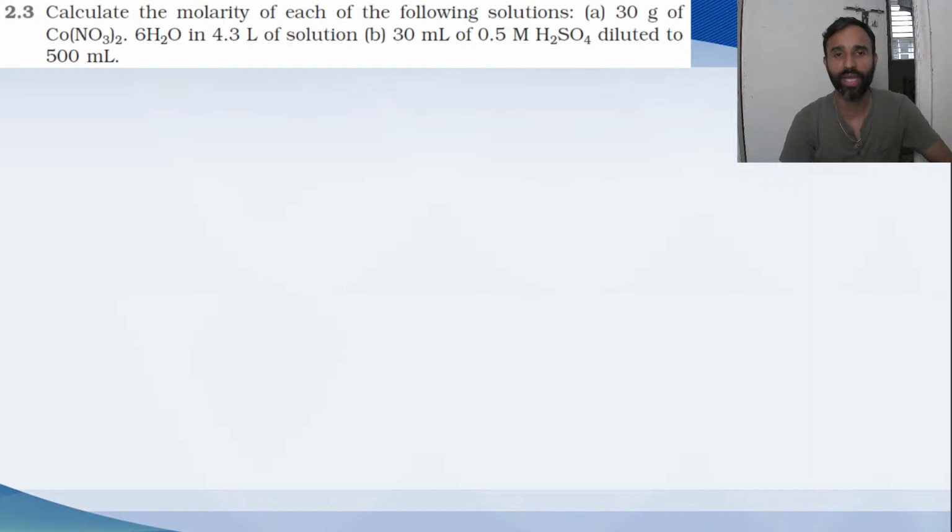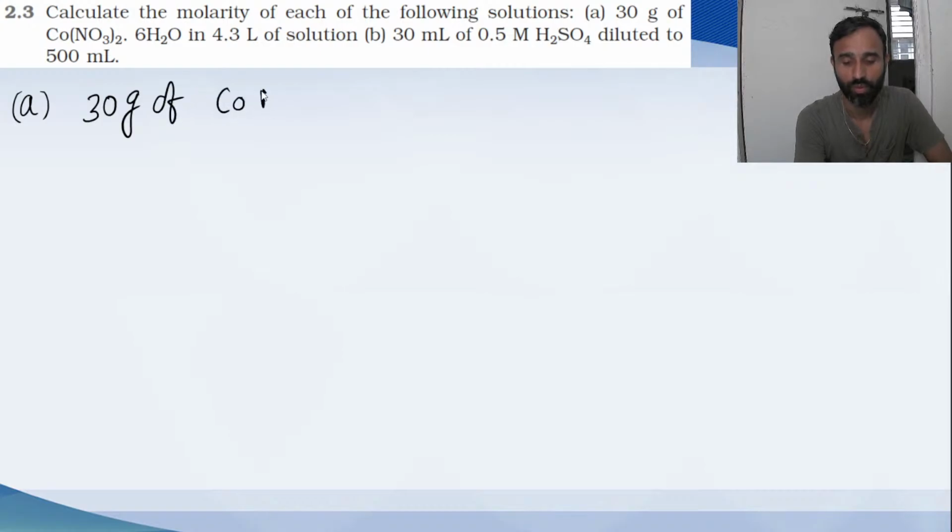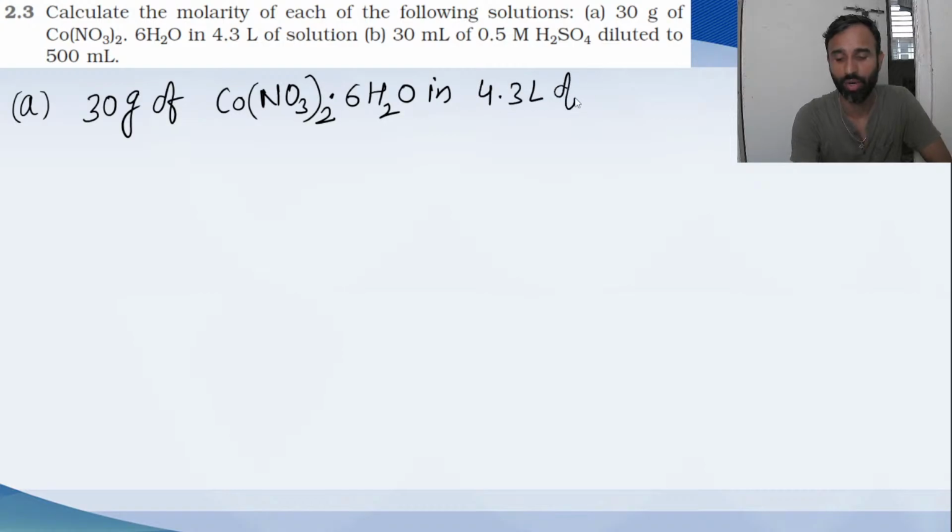Calculate the molarity of each of the following solutions. First is 30 gram of cobalt nitrate dot 6H2O in 4.3 liter of solution.